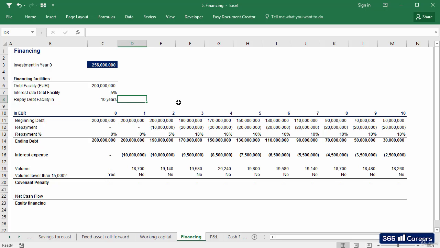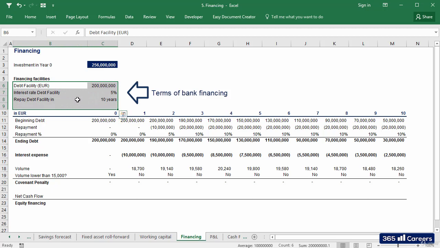As we said earlier, the project is financed with both debt and equity. $200 million of debt financing, and the rest is equity. As we said in our introduction video, the company has managed to secure bank financing, and we can be confident when modeling under the following terms.